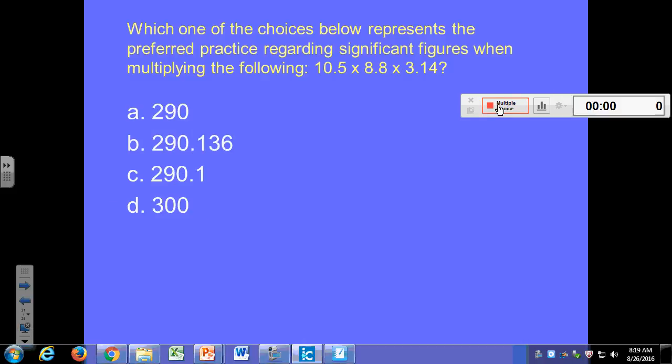Okay, sig figs. You'll probably see this in the multiple choice part. That means you'll have 1 or 2 problems, each worth about 2 to 3 points on the test. Have this 10.5, 8.8, 3.14. If I multiply that out, I get this value. But which of these is the appropriate representation of this with proper significant figures? 10.5, 8.8, 3.14. Which is the proper way to write that answer?